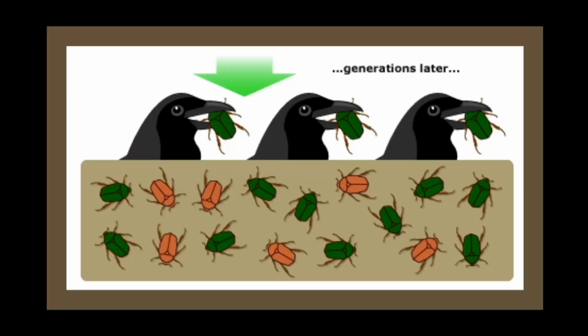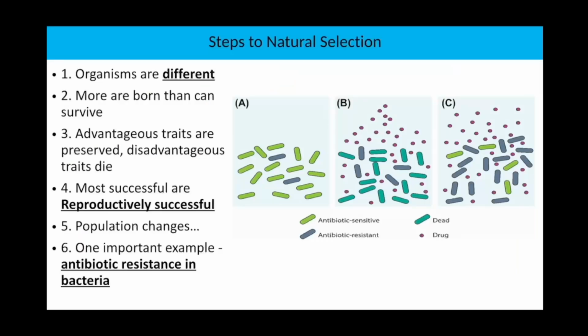We can think of the same scenario with beetles. Maybe a certain colored beetle tastes better, they like the way it tastes. Maybe the green ones are sweet, the orange ones are bitter. Well, then the predators are going to eat the sweet ones until they're all gone, and the population will start to look a different color.